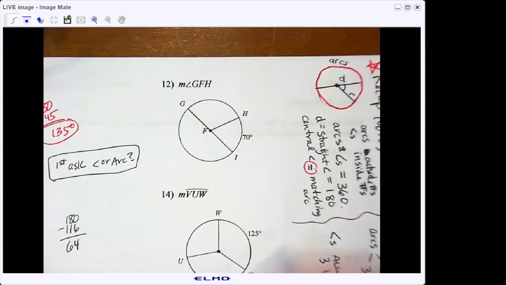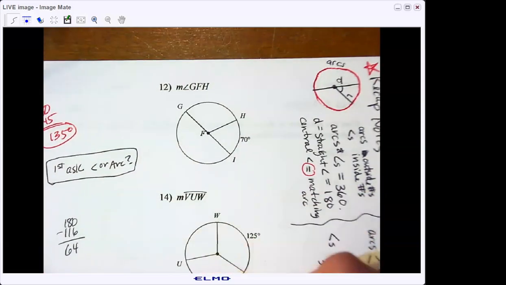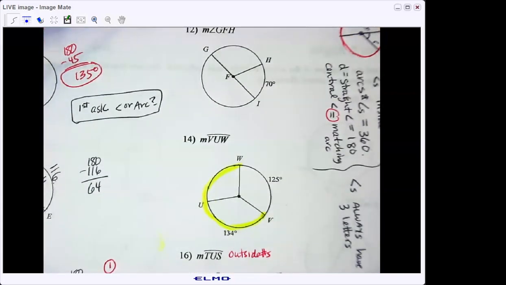Number 14, I want arc VUW. So starting at V, going in the direction of U, and then to W. So that's the part that I want highlighted. This one's a little more tricky. Go ahead and put your answer in the chat box. I'll give you just a minute. We're still looking for arcs. They're already in arcs. Okay, Aubrey's got it. Good. That was fast.